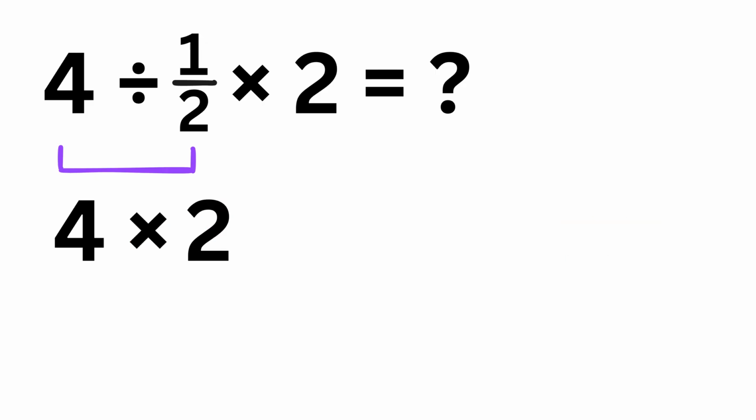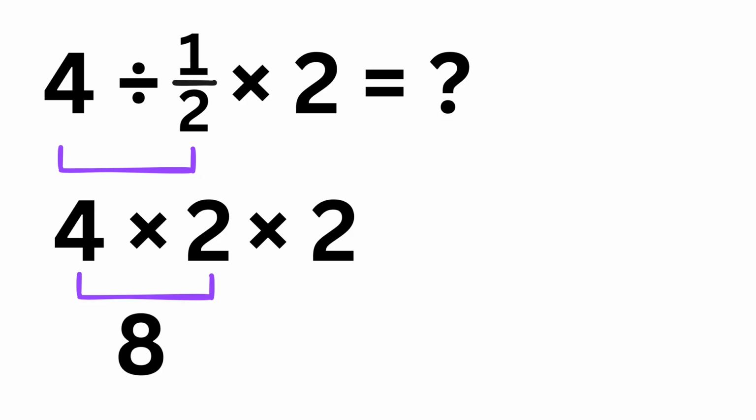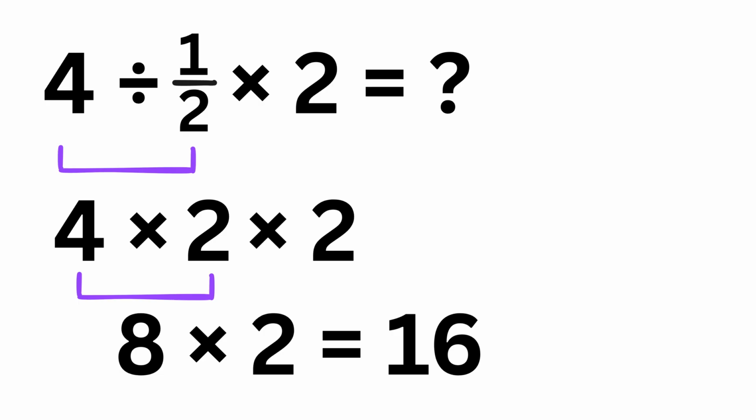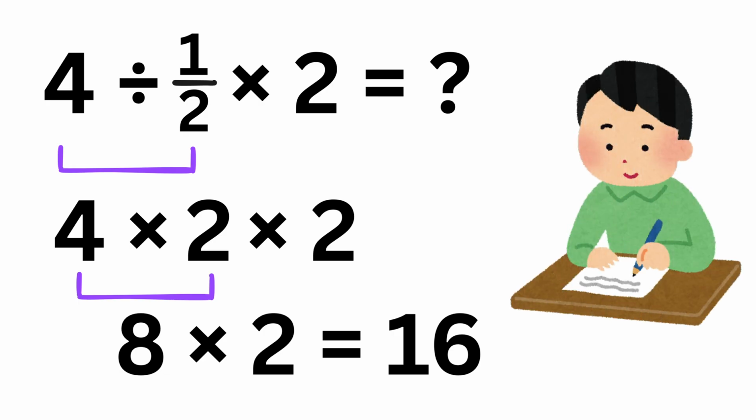So, now we have 4 times 2 times 2. First, 4 times 2 gives us 8, and then 8 times 2 gives us 16. And this is our final answer to this problem. The correct answer is 16.